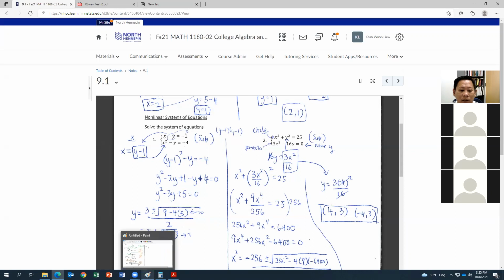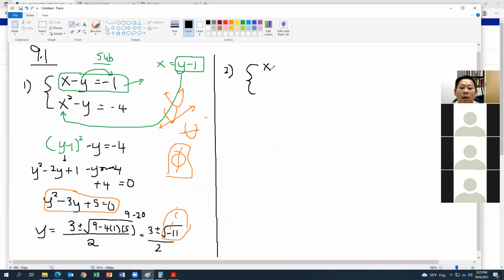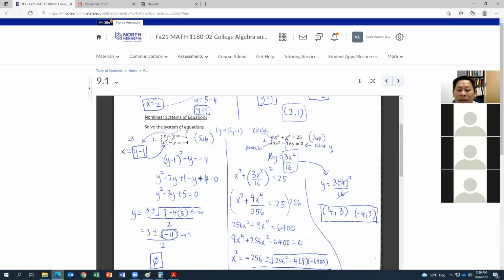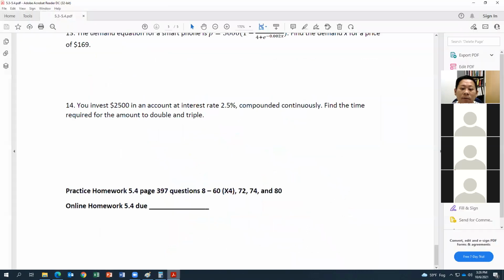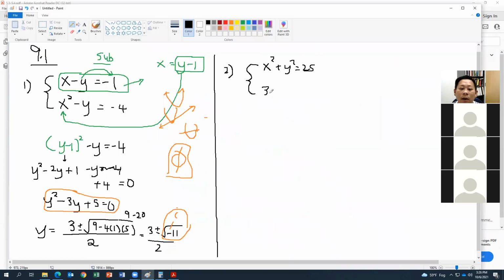Let's do another one. We have x squared plus y squared equals 25, and the other one is 3x squared minus 16y equals 0. Oops, sorry, 3x squared minus 16y equals 0. In order for us to solve this, x squared plus y squared equals 25 is a circle, and this other one is a parabola.